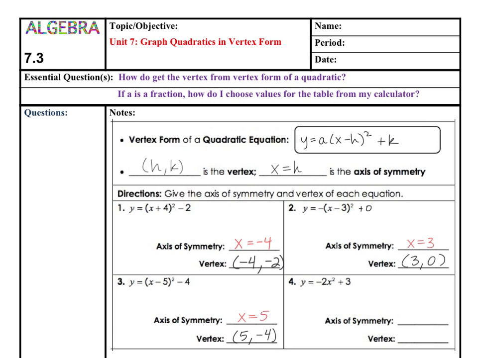Okay, this one's not in vertex form right now. It's actually in standard form, but we can make it in vertex form by writing it like this. Because it's just x squared, it's really (x minus 0) squared plus 3. So your vertex is (0, 3). And your axis of symmetry goes through the x value, x equals 0.